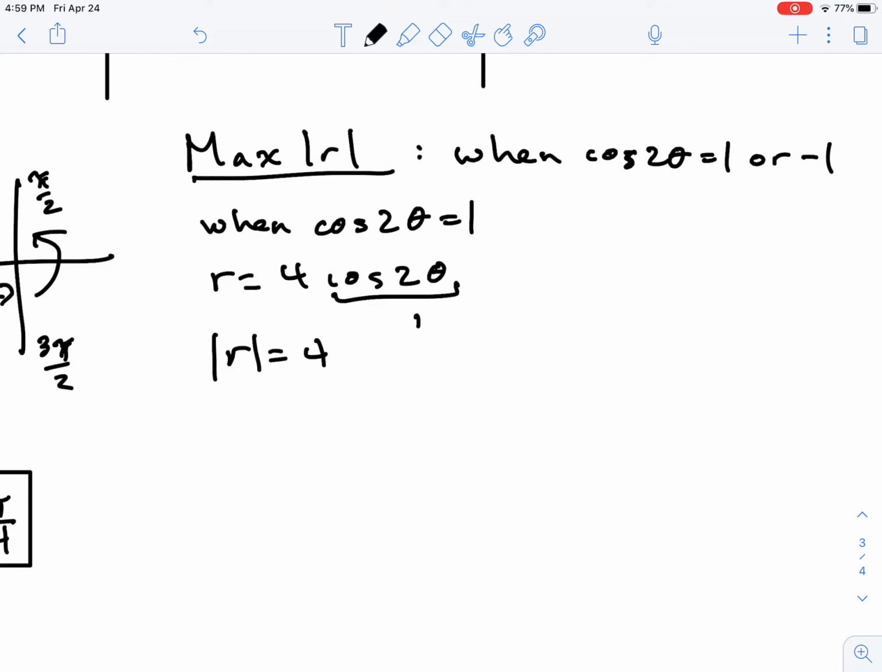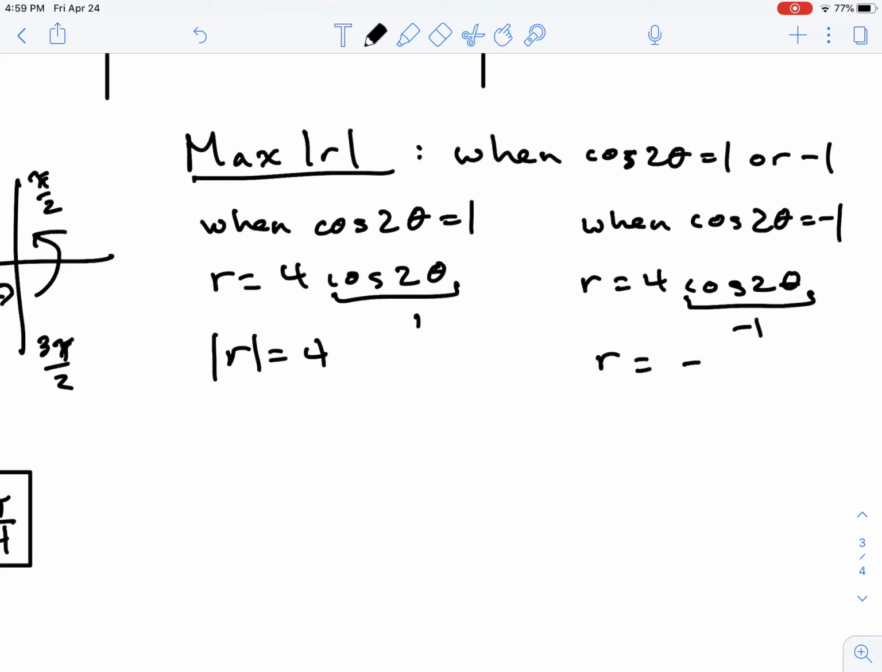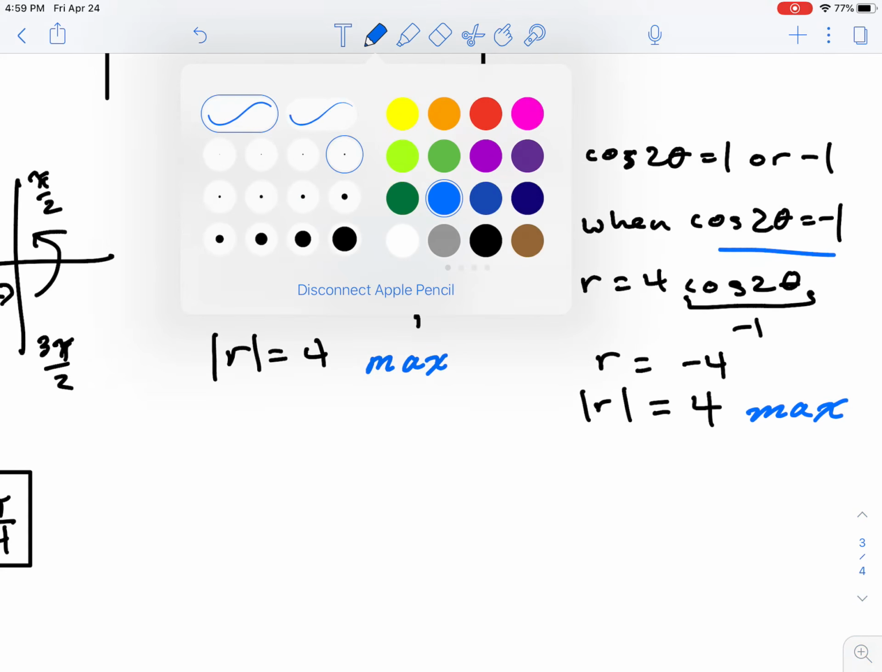So we have that. But we do need to consider the other scenario. What about when cosine of 2 theta is equal to negative 1? What happens there? Well, r is equal to 4 cosine of 2 theta. That was our equation. If this is equal to negative 1, then r is equal to negative 4. But because we're looking at the absolute value of r, the absolute value of r here is also equal to 4. So it turns out that our maximum r value occurs in two possible scenarios: when cosine of 2 theta is equal to 1, or when it's equal to negative 1.